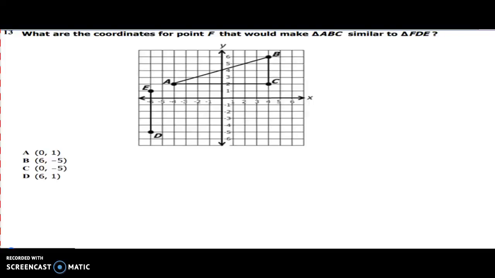Sure, where the first video left off. So we're going to do problem number 13 again. We want to know what point for F would make triangle ABC similar to triangle FDE.